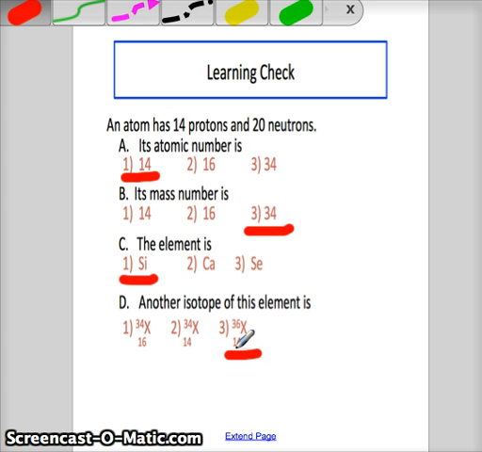Another isotope of this element would be 3. It has the same number of protons as the one that was talked about up here, but it has a different mass number than the one that was talked about up here. So these two are both isotopes of silicon, but this is another isotope. It's the one that wasn't talked about before.